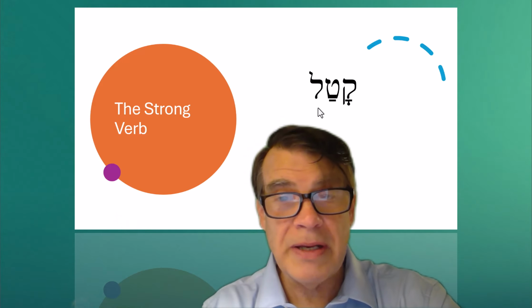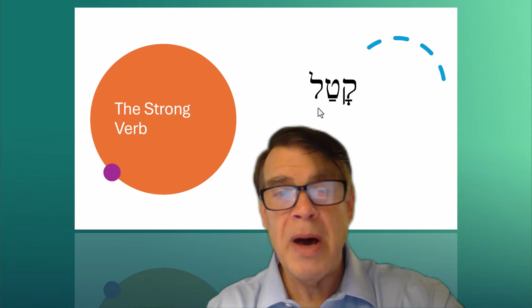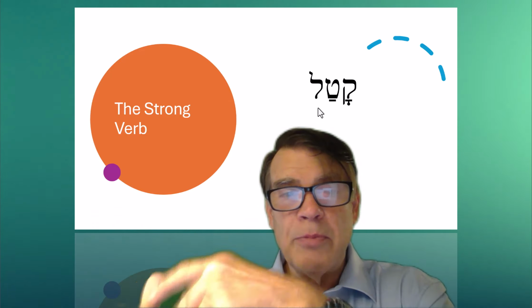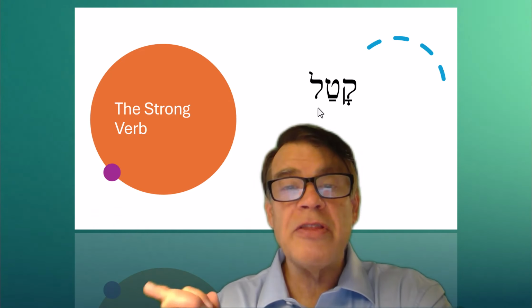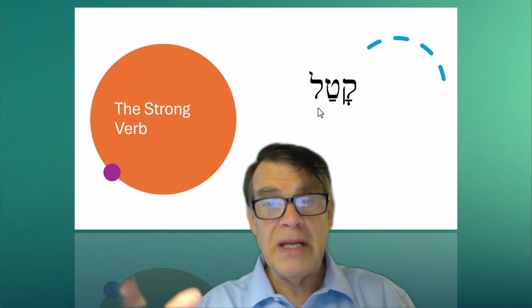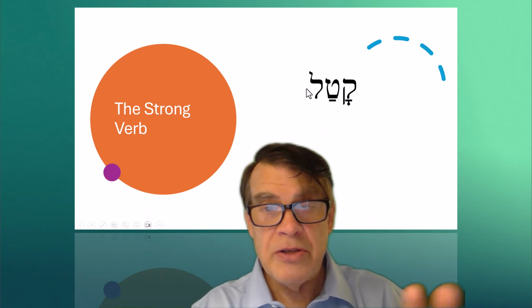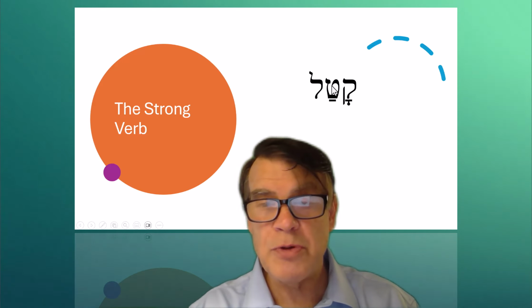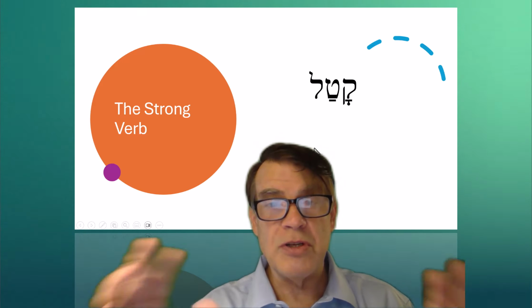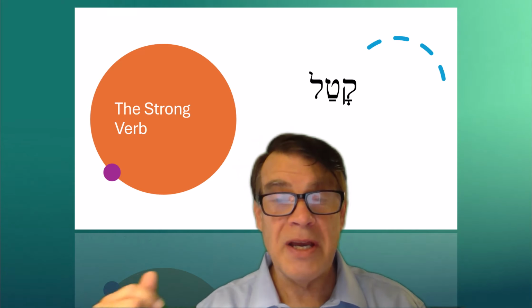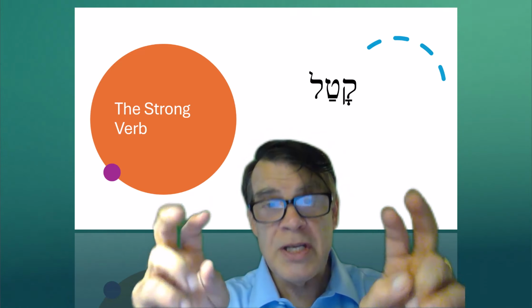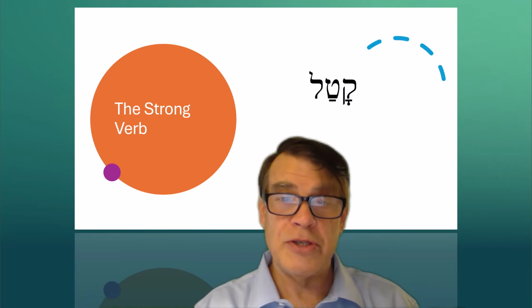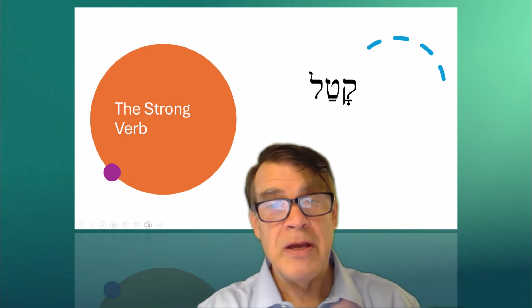Again, I don't know why they picked this particular verb as the model verb in modern Hebrew grammatical discussions, other than the fact that it's a strong verb, meaning that all three of its letters do what they're supposed to do. The kof does what it's supposed to do, the tet does what it's supposed to do, the lamed does what it's supposed to do. And you'll know what I mean in a second, because there are other verbs called weak verbs that don't do what they're supposed to do. So we'll talk about them right now.